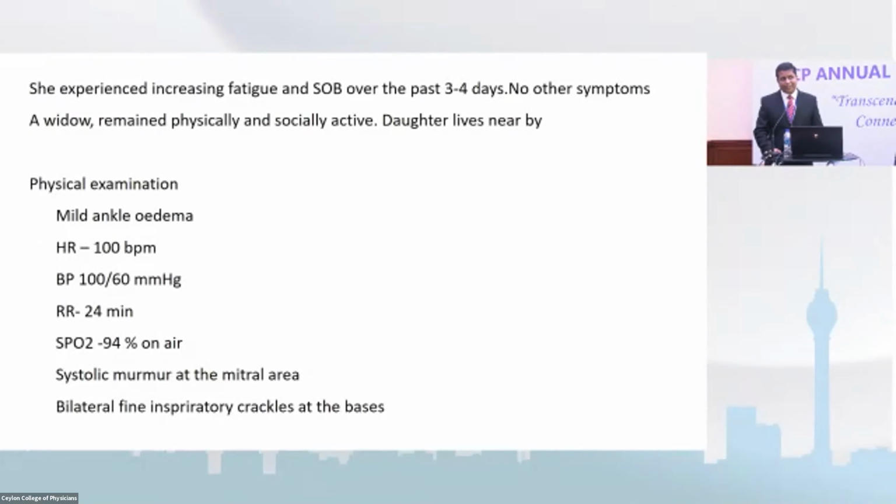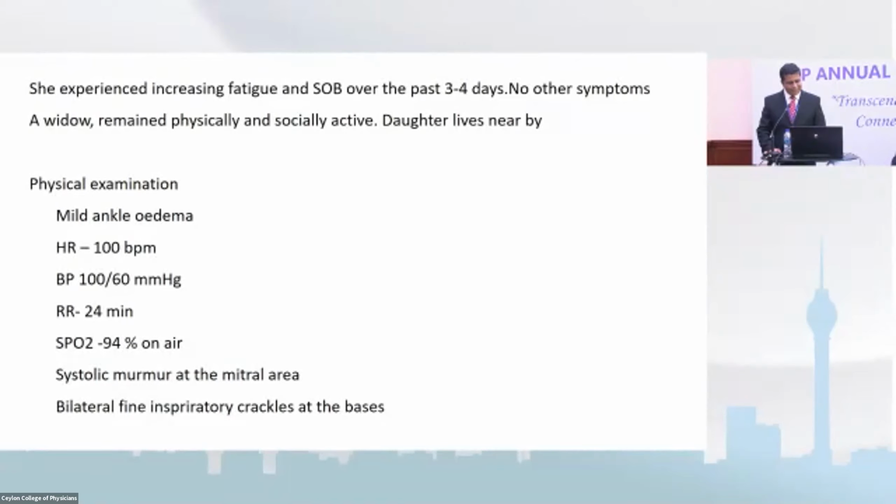This is significant because something is happening. That's why she's having shortness of breath and fatigue over the last 2 to 3 days. She's a widow and remained physically and socially active, and her daughter lived nearby, helping her. On physical examination, she had mild ankle edema. Her heart rate was 100 and her blood pressure was 100/60, with no postural drop. Respiratory rate was 24, and saturation was 94 on room air.